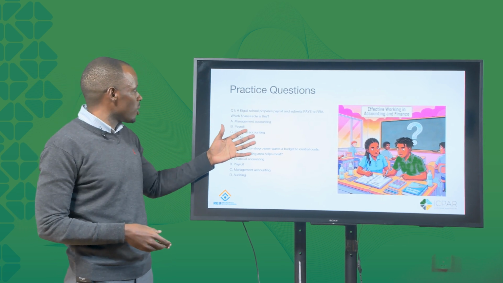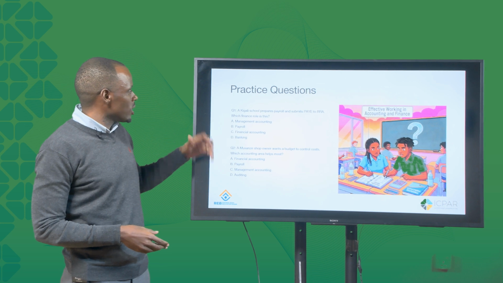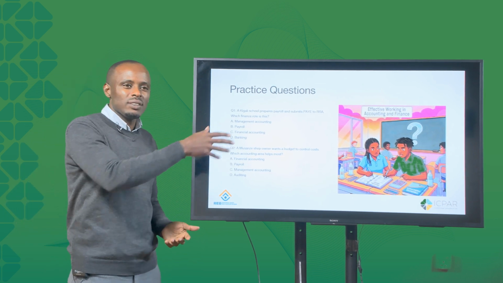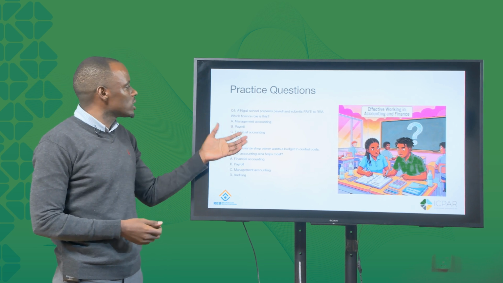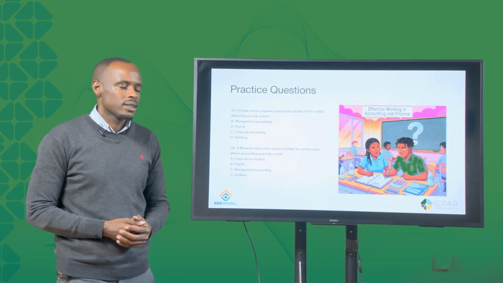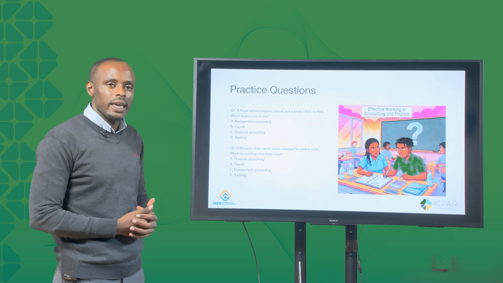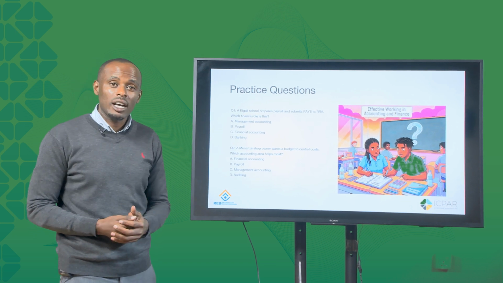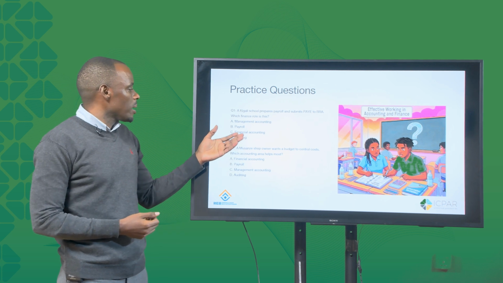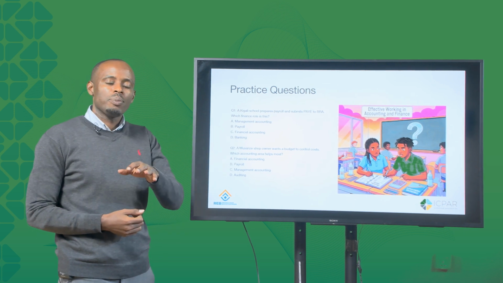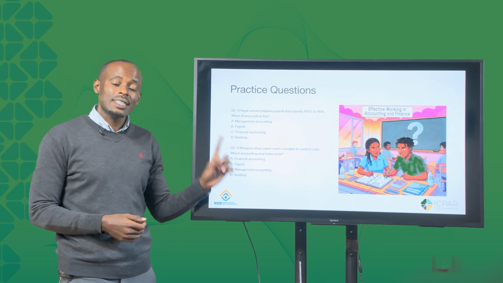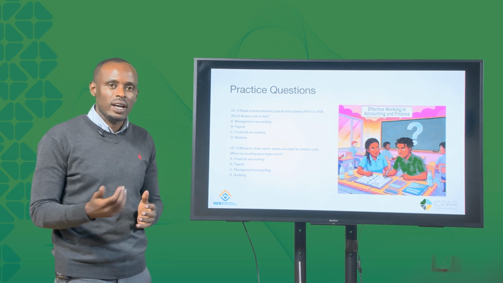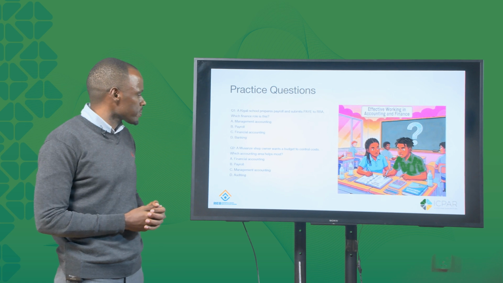So let's do question number 1. Question number 1 says, a Kigali school prepares payroll and submits pay as you earn to Rwanda Revenue Authority. Which finance role is this? Is it management accounting, A? Is it B, payroll? Is it C, financial accounting? Or is it D, banking? Pause this video and write your answer. On the next slide, there will be answers, but don't rush to see those answers. First attempt this on your own.